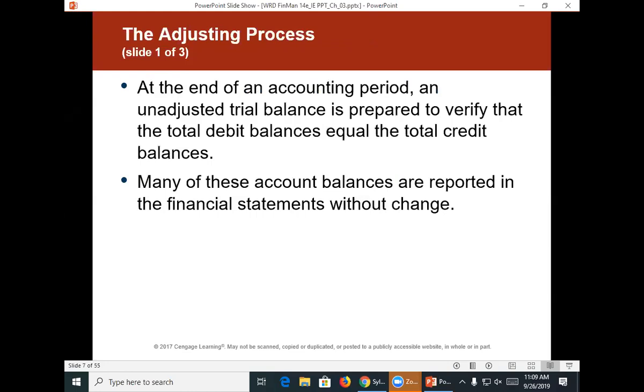So we've done this already. We've done the unadjusted trial balance. We did our journalizing and posting for the period and did an unadjusted trial balance, so we have all of these account totals. Many of the account balances on that trial balance are reported on our financial statements without any change. Like cash, for example. Cash will be cash at the end of the unadjusted trial balance. You won't ever adjust cash.